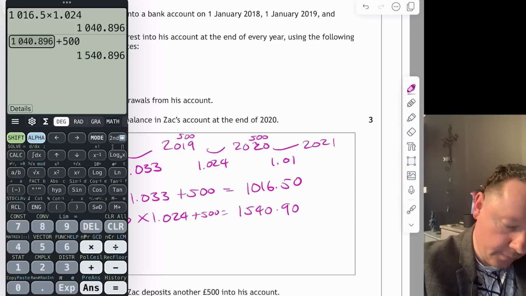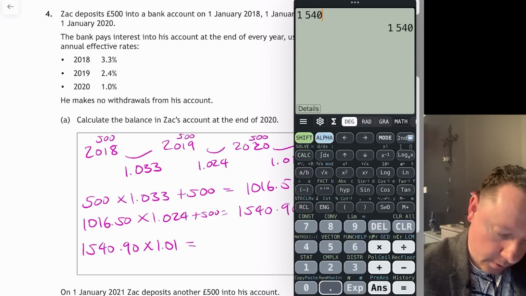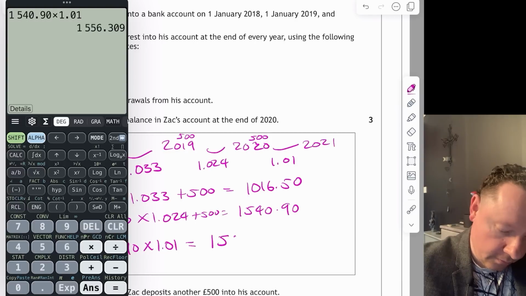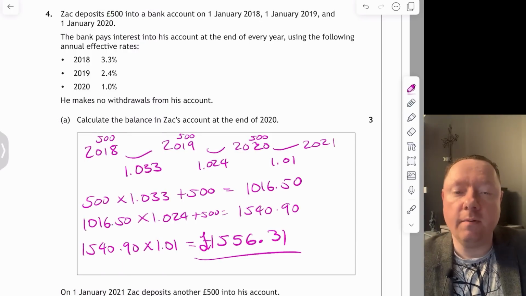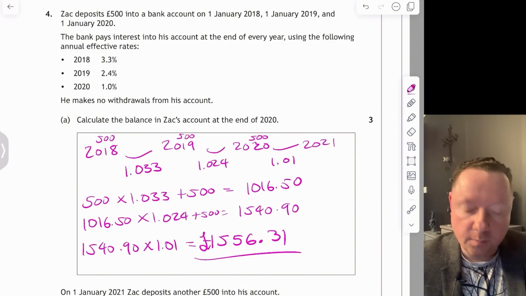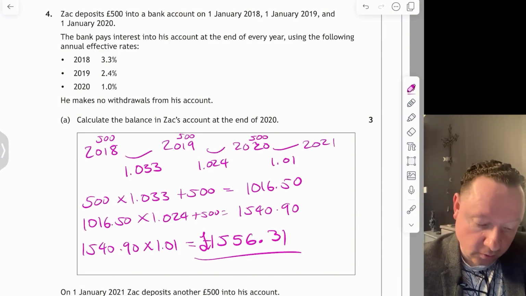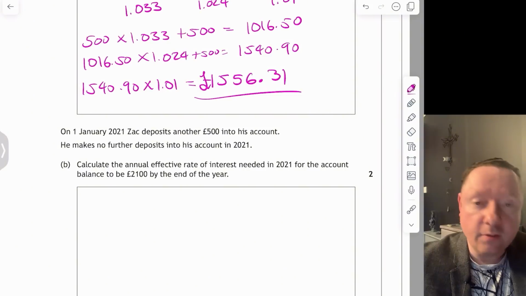And then we start again. 1540.90 times 1.01 is 1556.309, so 1556.31 to 2 decimal places. Just note on the mark scheme of this, the SQA designed it to be 1556.30 instead of 31, but we did say 31 would be an acceptable answer due to rounding, so I think the rounding's fine. Okay, on the 1st of January 2021, Zach deposits another 500 in his account.